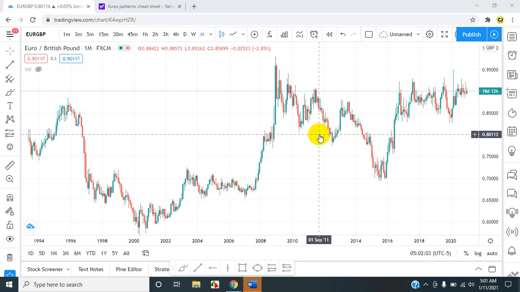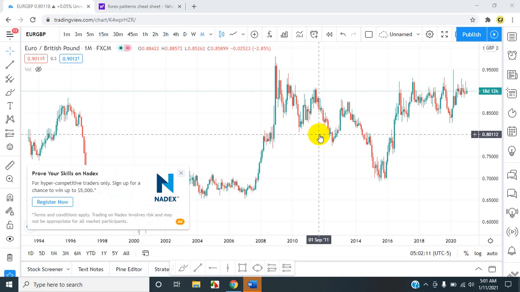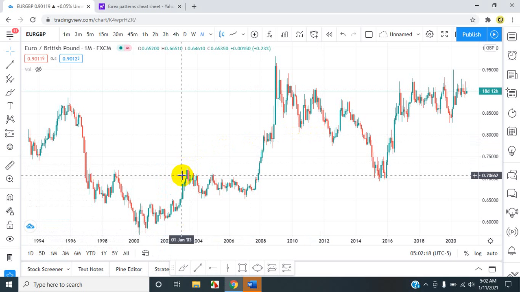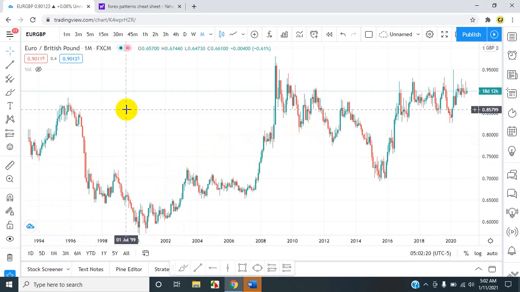The time now is 5:01 a.m. The date is January 11th, 2021. The pair we will be looking at is EUR GBP. So guys, let's take a look at EUR GBP. Let's see what we see and what's going on in the market.